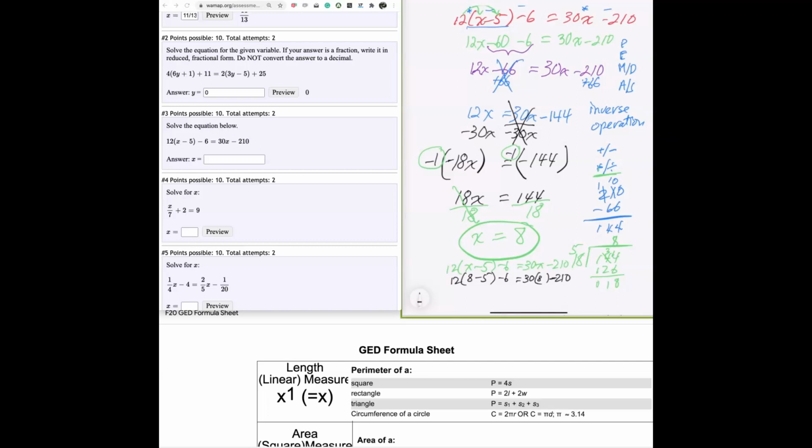So now we can do the proper PEMDAS. 8 minus 5 is 3. So 12 times 3 minus 6 is going to give us 36 minus 6. That's 30. I'm running out of room, so I'm just going to do 2 operations at once. And then 30 times 8, what's 8 times 3 or 3 times 8? That's 24 with an extra 0, 240, minus 210, and that's also equal to 30. So 30 is equal to 30, so that's our correct answer. X is equal to 8. I'll put that in here.